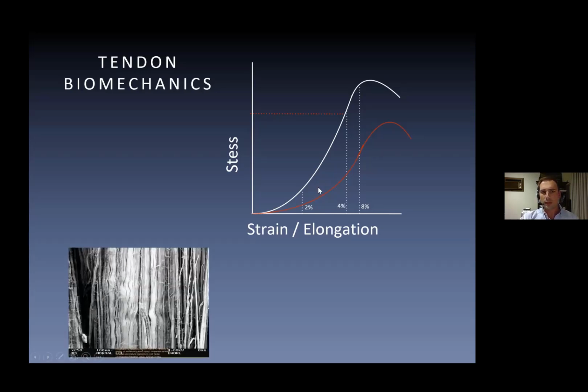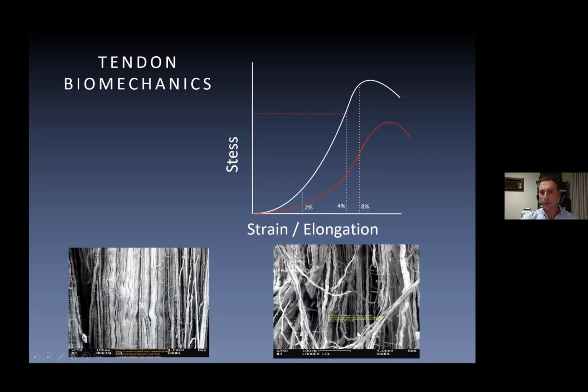When we have a look at this on an electron microscope, this is a lateral collateral ligament. When that is stretched and strained past that 4%, this is what it looks like. You can see the fibers are becoming disorganized. This is really what starts to happen, and this results in changes to the tendon, both physical, biomechanical, and cellular changes.